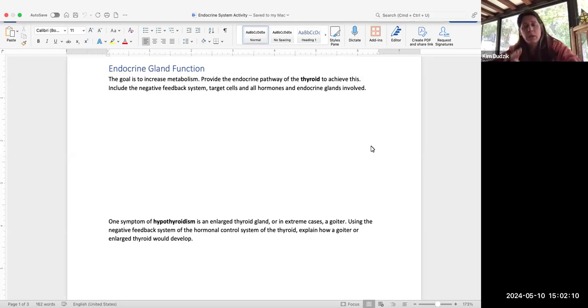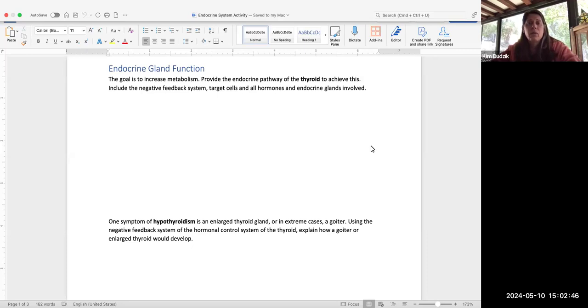Another thing, though, I'll mention this a little bit later. What you'll see in a lot of these, as you can see on the screen, is there will be a goal in mind. What is the goal, what are we trying to achieve? In this case, we want to increase metabolism. I'm giving you the endocrine pathway via the thyroid gland. But what you're going to have to do is learn how the thyroid gland first gets stimulated, and that one's going to start with the hypothalamus.